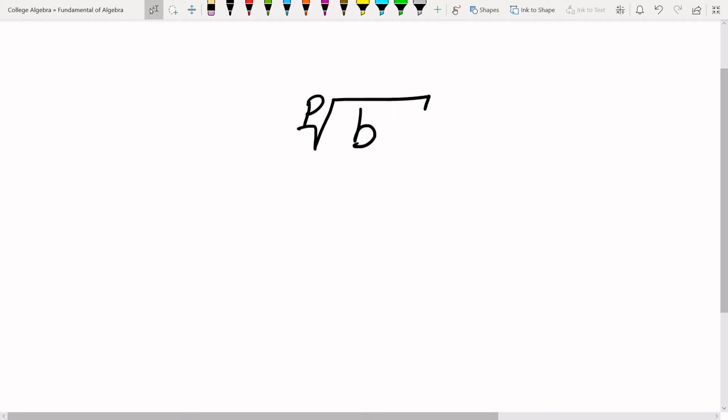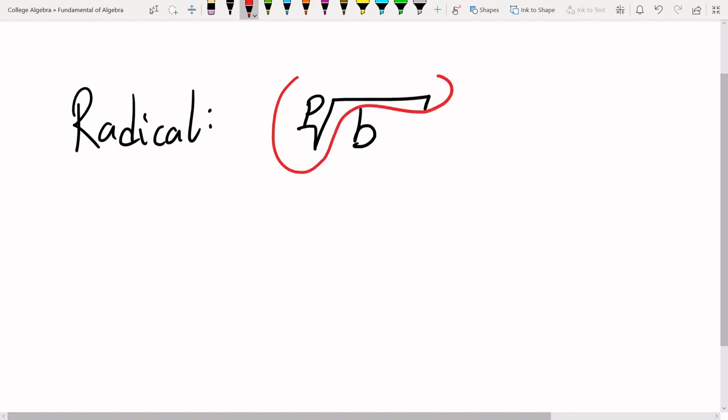This right here is called a radical. A radical has two parts to it. We have the power and the radical sign. This is actually what the radical is. And then it has this radicand, or the argument of the radical, the thing that the radical is acting upon. So these two parts tell us how to use the radical and what we can do with it.